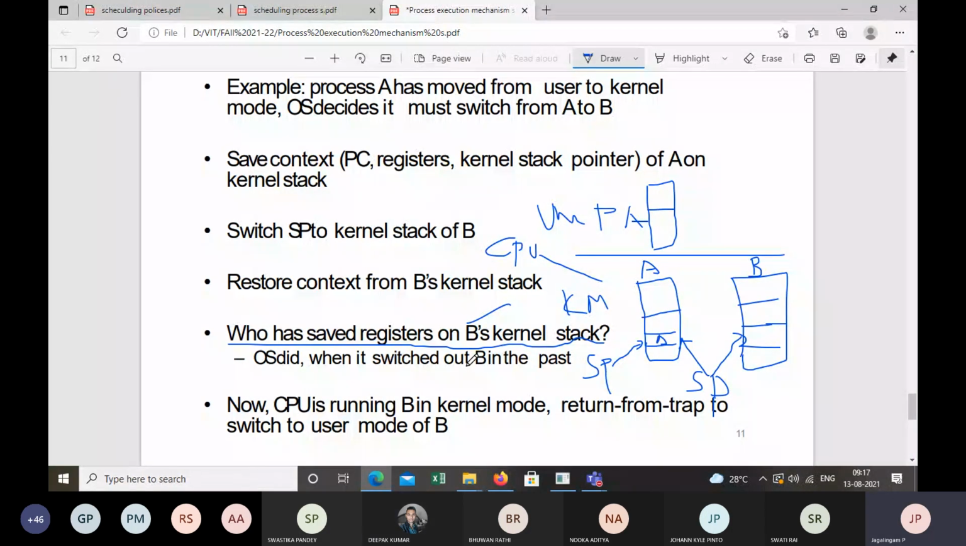Okay, sometime in the past, the operating system has executed process B, because the operating system time shares among the processes, right? When it last executed process B, at that point it saved all the context of process B in the kernel stack.